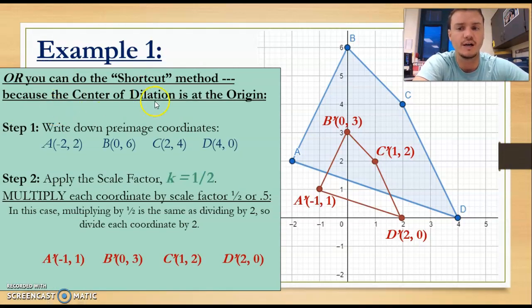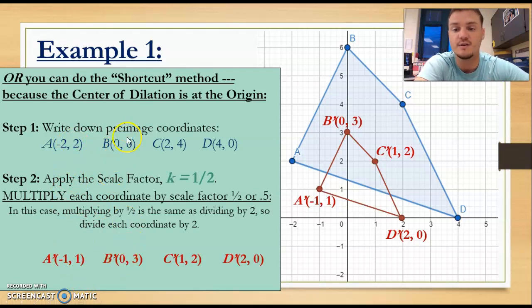So again, the shortcut method: whenever you have the origin as your center of dilation, you can just write down where your points start and then apply the scale factor to every single coordinate. So this would be negative 2 times 1/2. Multiplying by 1/2 is the same thing as dividing by 2. So negative 2 divided by 2 is negative 1. 2 divided by 2 is 1. Or if you want to say multiply by a half.